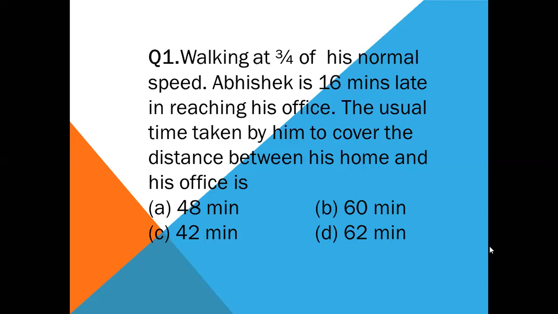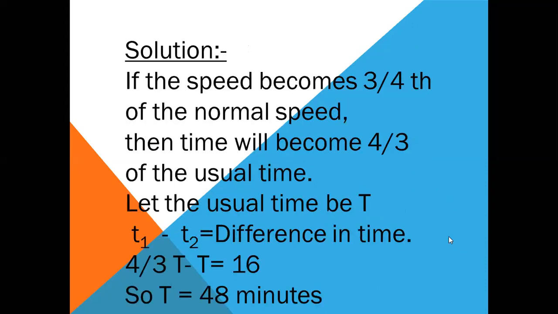See, if you look carefully, the word late is being used in the question. So you can think about formula number 5 that I have written, T1 minus T2 equal to the difference in time, and the last formula number 9, speed is inversely proportional to time. You can assume the distance between home and office as x. He is walking at 3/4 of his normal speed. If the speed becomes 3/4 of the normal speed, as given in the question, then time will become 4/3 of the usual time. Why? Because speed is inversely proportional to time.